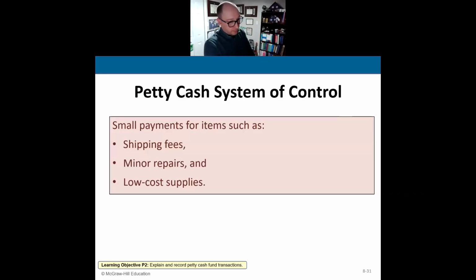You need to purchase stamps so the accounting office can send bills out. You need to pay the flower lady who does the lobby, or lobby cleaning service, dry cleaning for guests. Okay, there's a lot of different reasons why petty cash exists, but they're for small amounts for various small things.